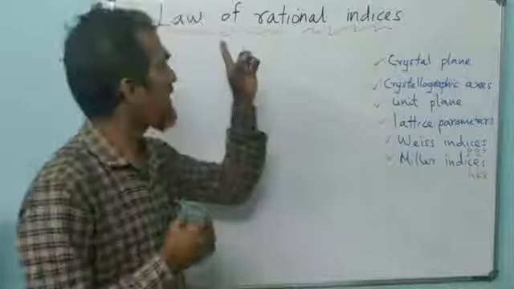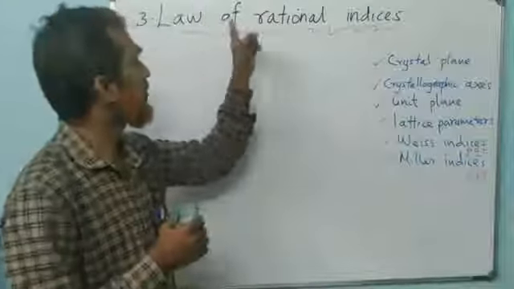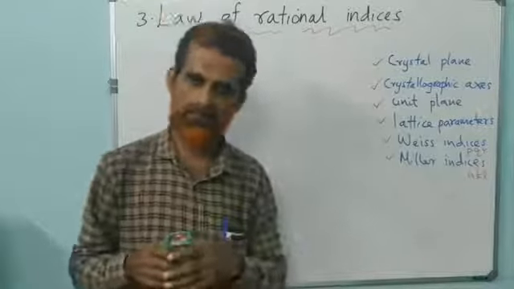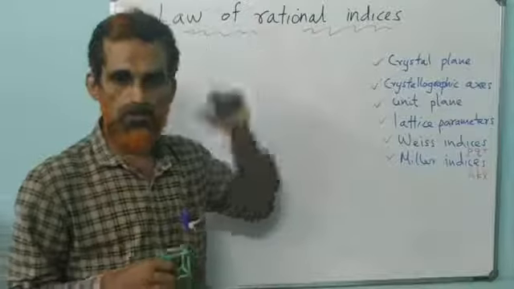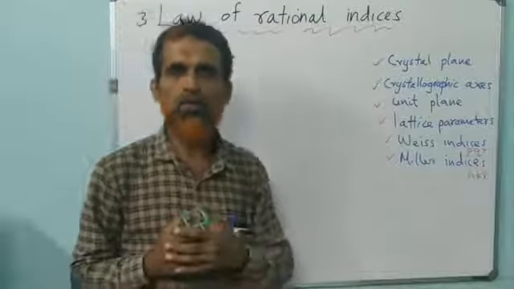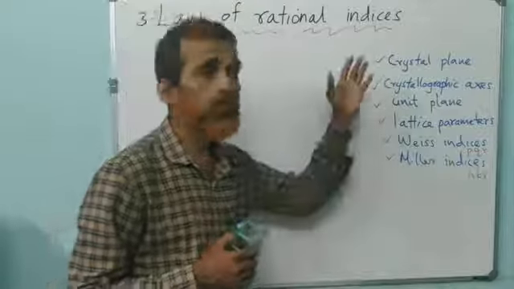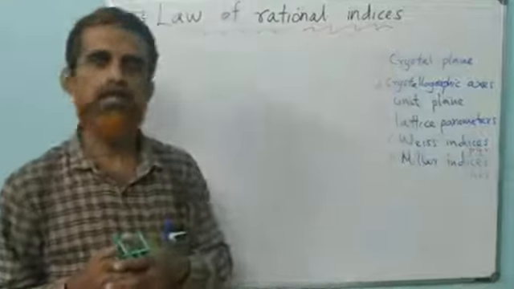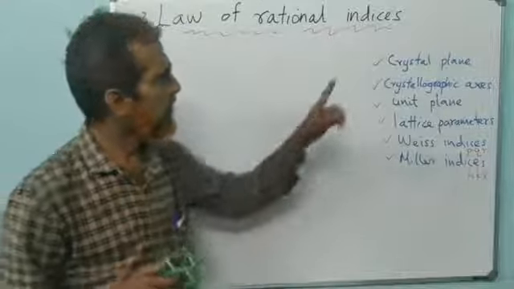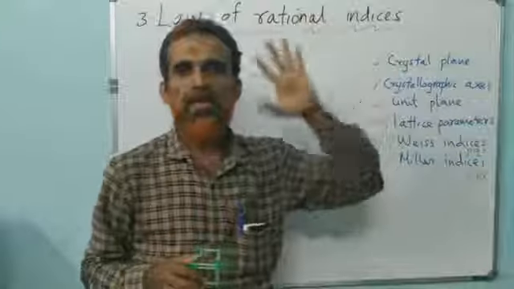Today we discuss the third law of crystallography, that is the law of rational indices. Before we go into the law, we have to get familiar with a few important terms in connection with this. First of all, crystal plane.